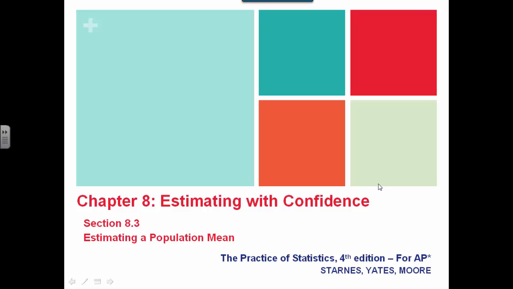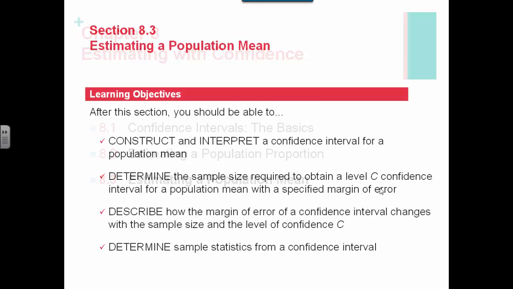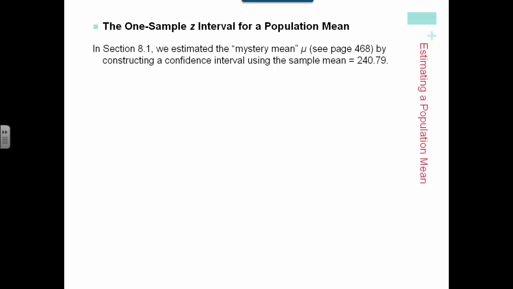The next lesson is on estimating a population mean. We'll look at interpreting a confidence interval for a population mean, determining the sample size to obtain a level C confidence interval for a population mean with a specified margin of error. We'll describe how the margin of error of a confidence interval changes with the sample size and level of confidence C, and determine sample statistics from a confidence interval.